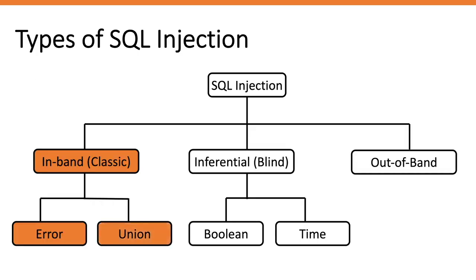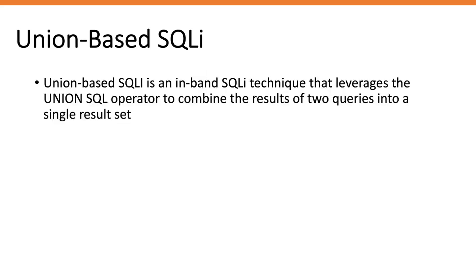Next, we have union-based SQL injection. Union-based SQL injection is a type of in-band SQL injection technique that uses the union SQL operator to combine the results of 2 queries into a single result set. Again, I mentioned in the previous couple of slides that I don't want to output just the result of the original query. I want to output a query of my choosing. And if an application is vulnerable to union-based SQL injection, then I get the ability to output the result of a query of my choosing and combine it with the result of the original query that the application is making.